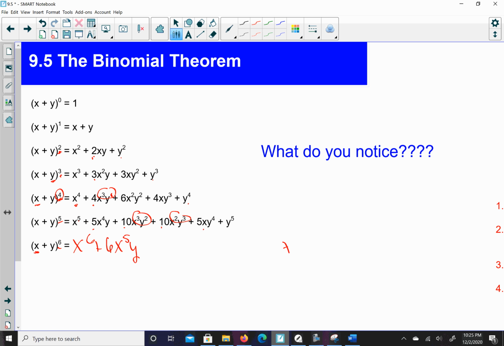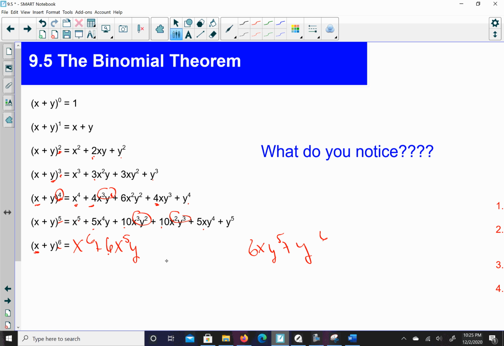I know that I'm going to end up with y to the sixth. I'm also going to know that if I have a 4 here, the second to the last term is also going to have a coefficient 4. So going backwards, I know the term before y to the 6th would be y to the 5th, and they have to add up to 6, so this would be x to the first. If this has a coefficient of 6, this would also have to have a coefficient of 6.